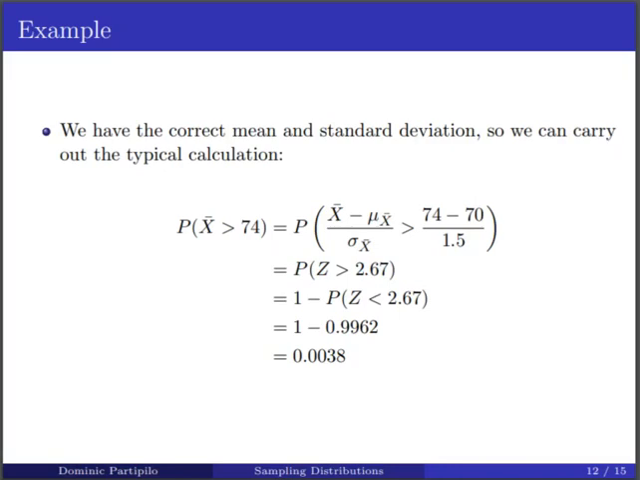And just like before, we flip this inequality by subtracting it from 1, and then we can calculate this probability right here by looking it up in the table. And when we do, we get 0.9962. And when we subtract that from 1, we end up with 0.0038. So it's very unlikely that we select 4 males who have a mean height of taller than 74 inches.